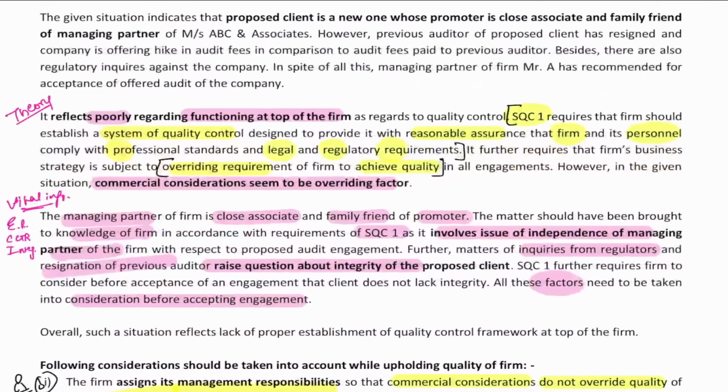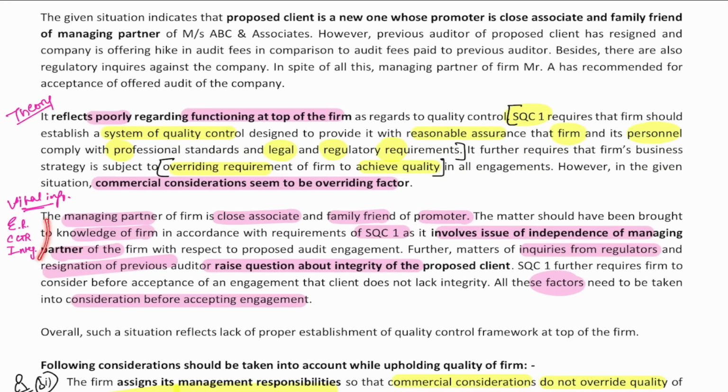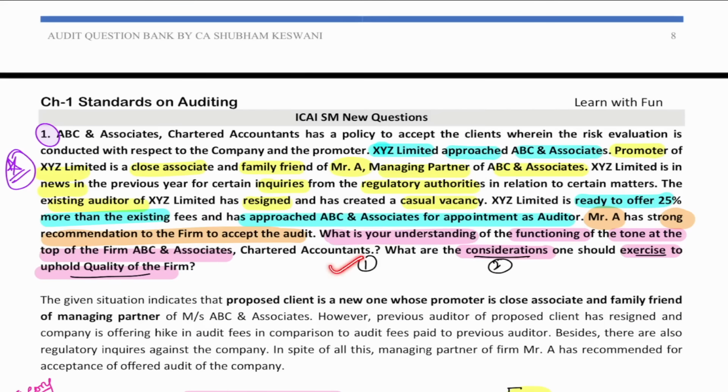Got it, sir. Now, sir, they have just linked the facts of the case with the points. When the managing partner is the close associate and family friend of the promoter, it impacts the issue of independence of the managing partner. And at the same time, there are inquiries by the regulator, resignation of previous auditor. It raises the question about integrity. So all these factors should be considered before accepting the engagement. So can I say these points I just lifted from the case, nothing else. Easy peasy, sir. So the first part of the question is done.